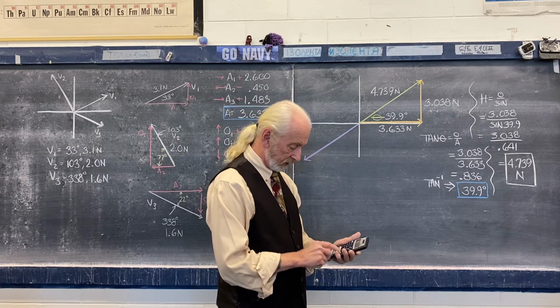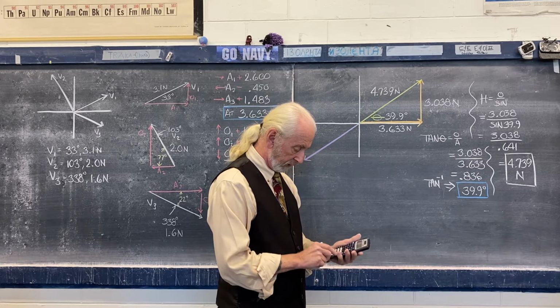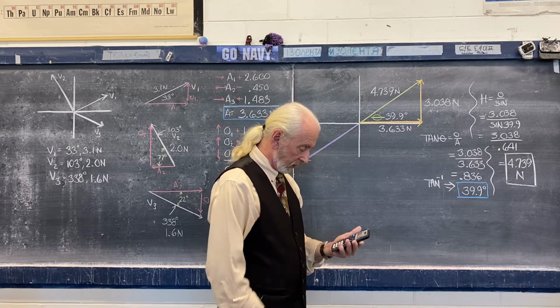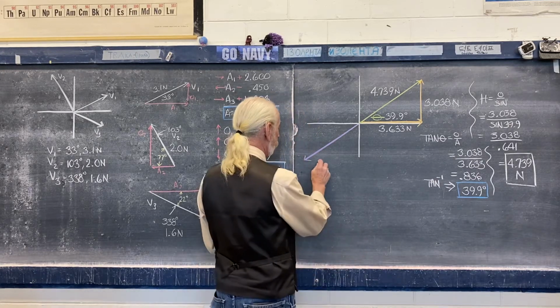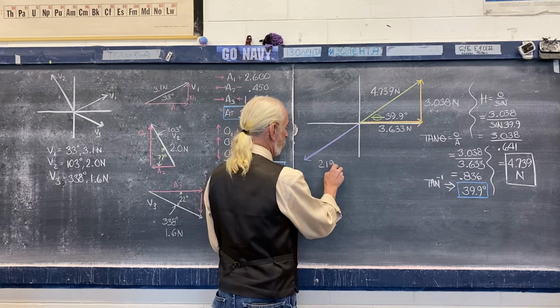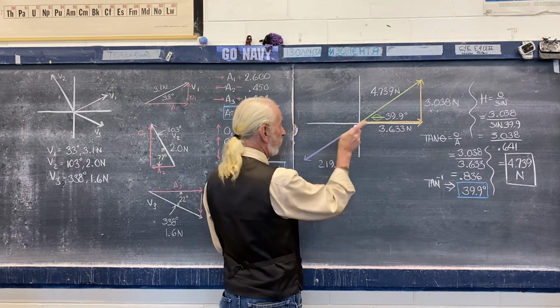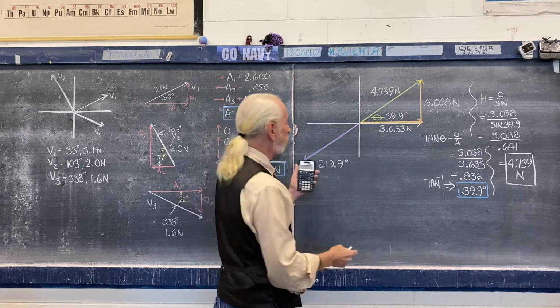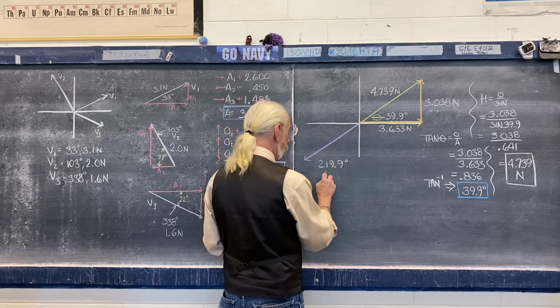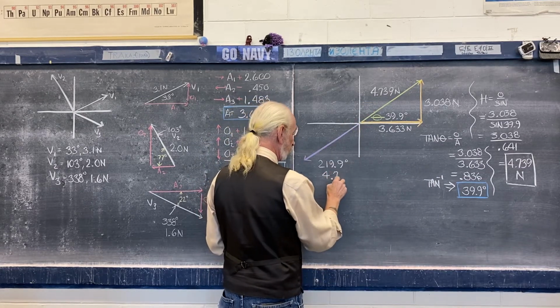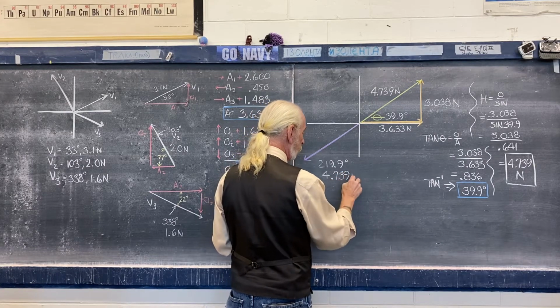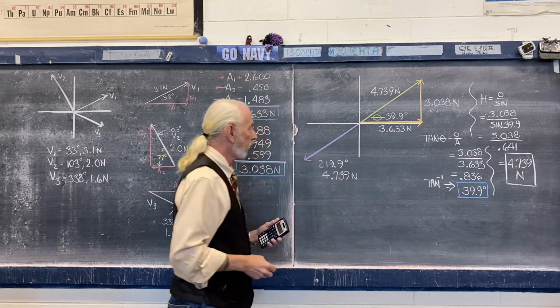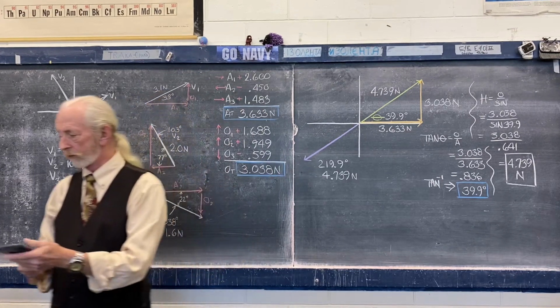So 39.9 plus 180, I got 219.9 degrees. And its magnitude would be 4.739 newtons.